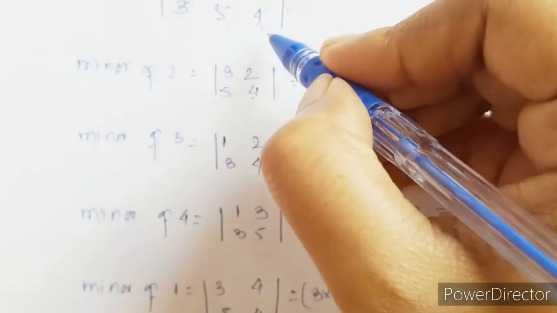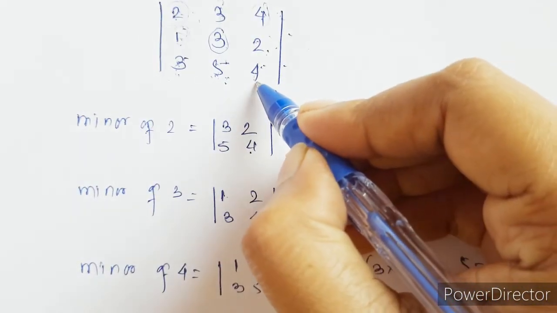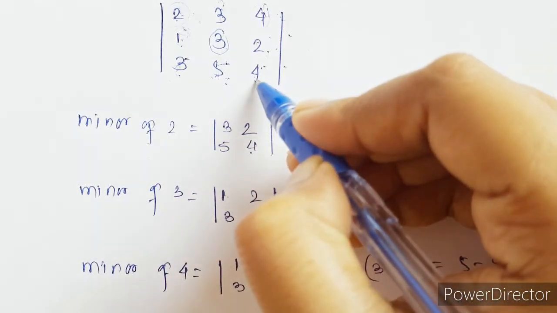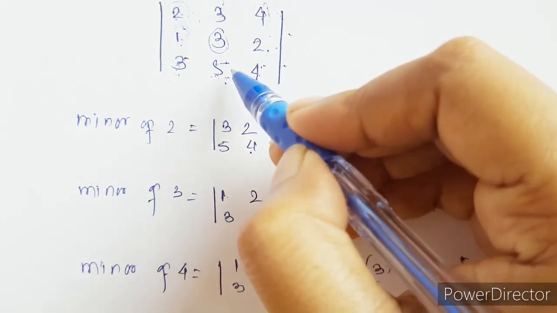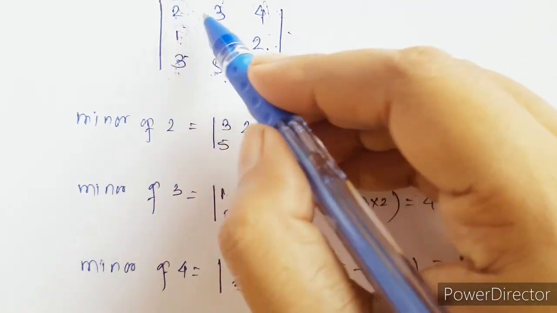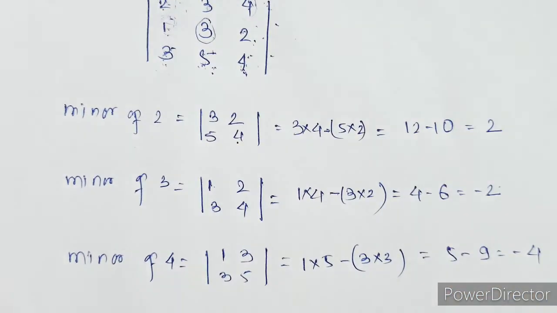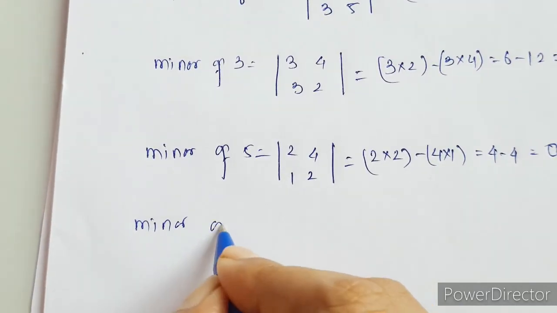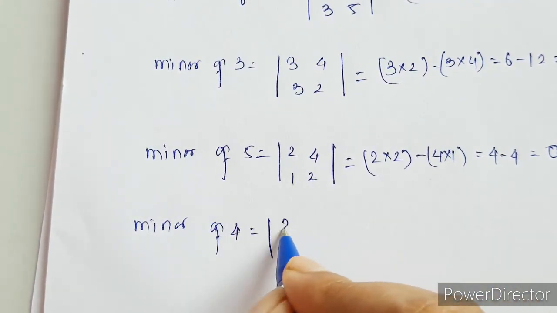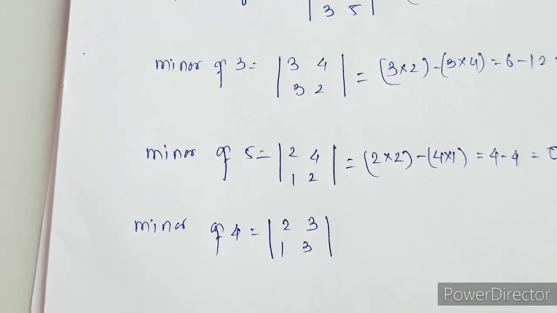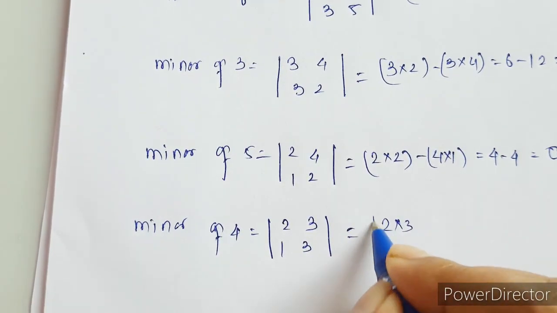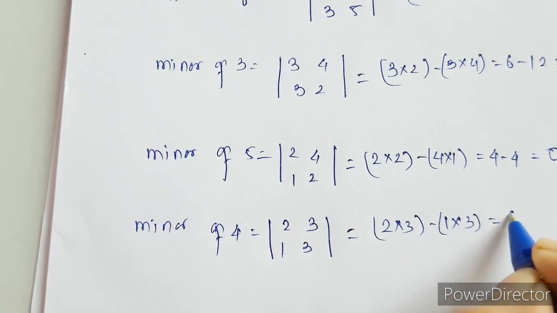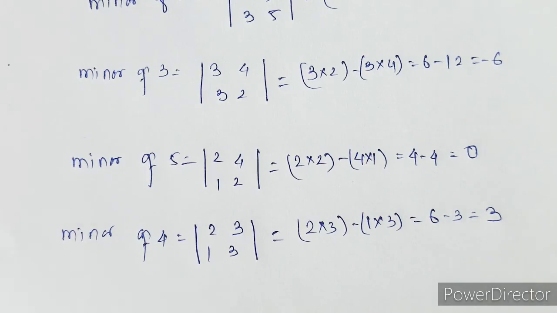Then last one is minor of 4. We have to eliminate the same row, same column. So remaining are 2, 3, 1, 3. So minor of 4, we have 2, 3, 1, 3. This will be 2 into 3 minus 1 into 3. So 6 minus 3, which equals 3. So these are the minors of each and every term.